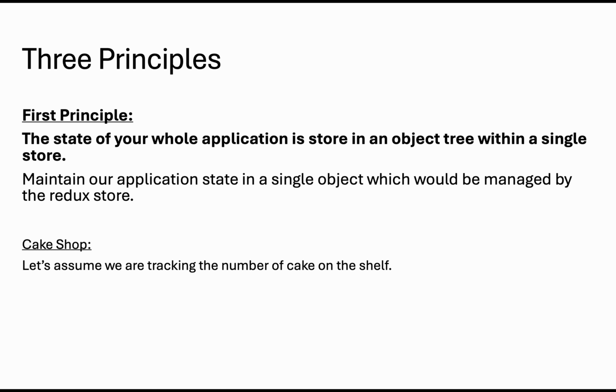So let's assume that we are tracking the number of cakes on the shelf in our application. What we have to do here is create a state object like this. For example, I have 10 cakes available. Whenever I sell a cake, it should go down to 9, 8, 7, to keep track of the number of cakes. And this object will be stored in a Redux store that we will later subscribe to in our JavaScript application. Let's move forward to our second principle.